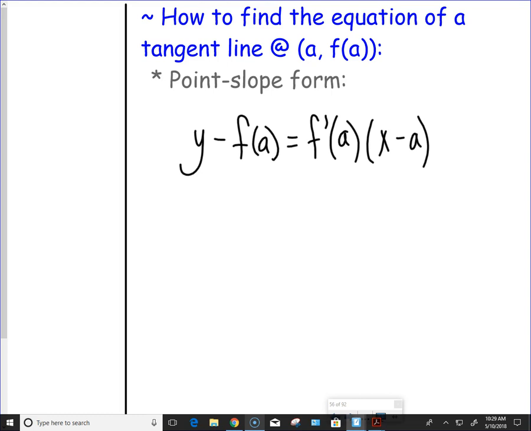One of the most common beginner mistakes is putting in f prime of x. No, I need the slope of this line, graph f, at this point x equals a.